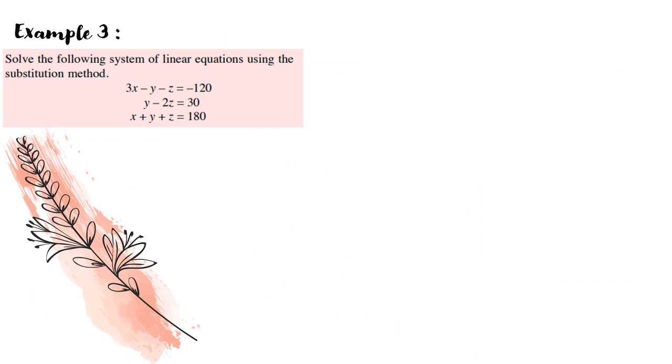Example 3. Solve the following system of linear equations using the substitution method. Substitution maksudnya penggantian. Okay, still you have 3 linear equations here. 3x minus y minus z is equal to -120, y minus 2z is equal to 30, x plus y plus z is equal to 180.